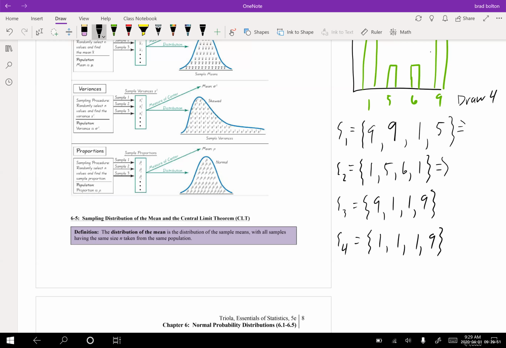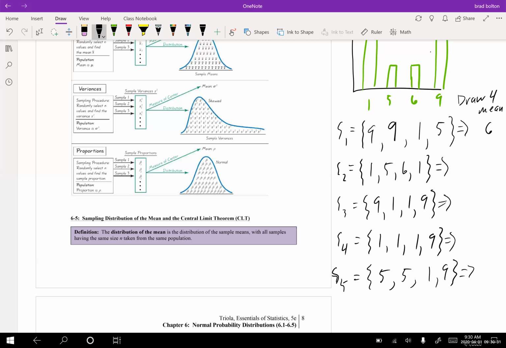Now, what if I wanted to find the means of each one of these samples? We could do sample 5. Let's say we get, weirdly, 5, 5, which is very unlikely, but it could happen, and then 9. Let's say that happens, okay? So now I'm going to find the means of each of these. So I'm going to take 9 plus 9 plus 1 plus 5, divide it by 4, and I'm going to get 6. So my mean is 6 for this sample.